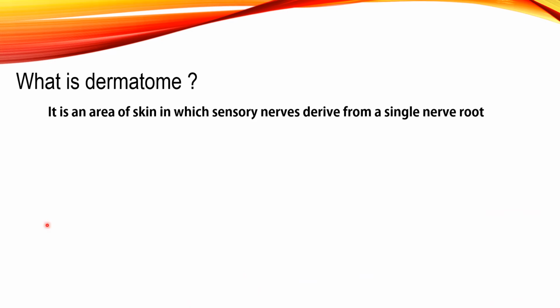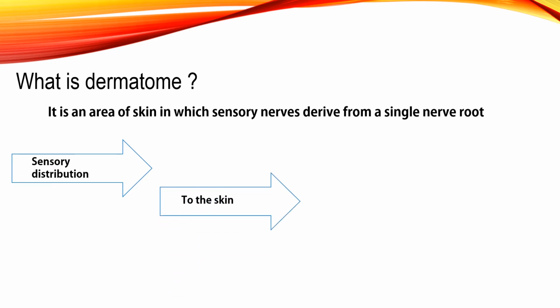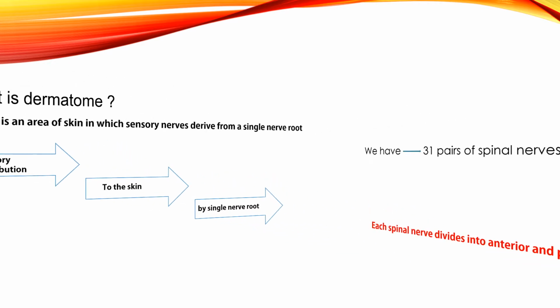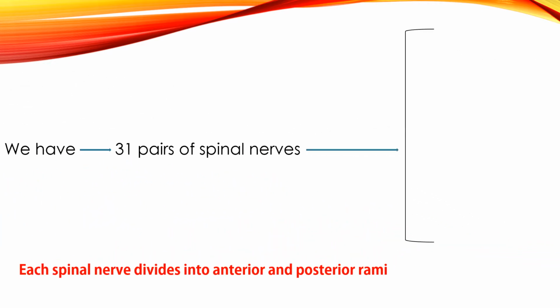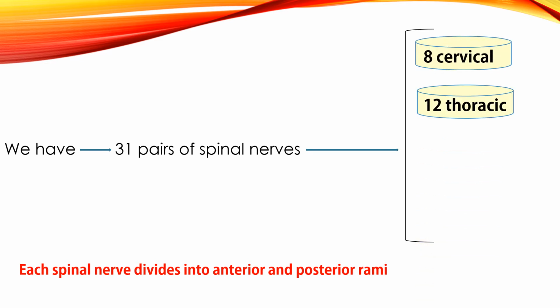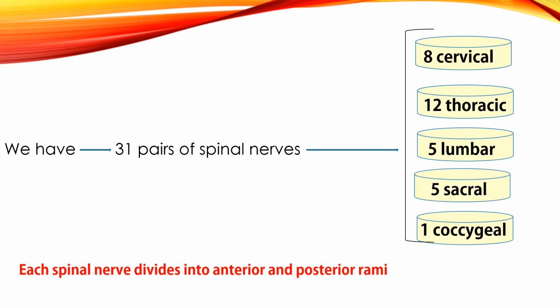What is a dermatome? It is an area of skin in which sensory nerves derive from a single nerve root, or we can say it is a sensory distribution to the skin by a single nerve root. We have 31 pairs of spinal nerves. What are they? 8 cervical, 12 thoracic, 5 lumbar, 5 sacral, and 1 coccygeal. Each spinal nerve divides into anterior and posterior rami.